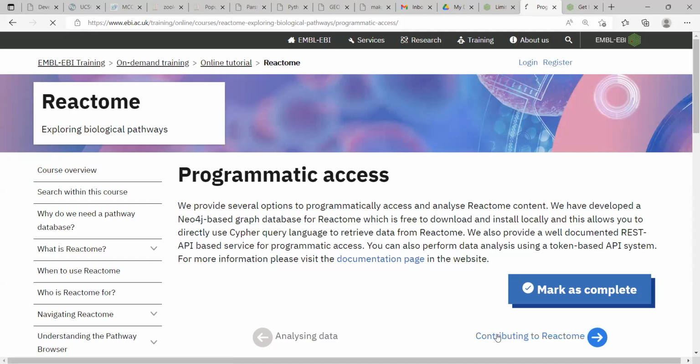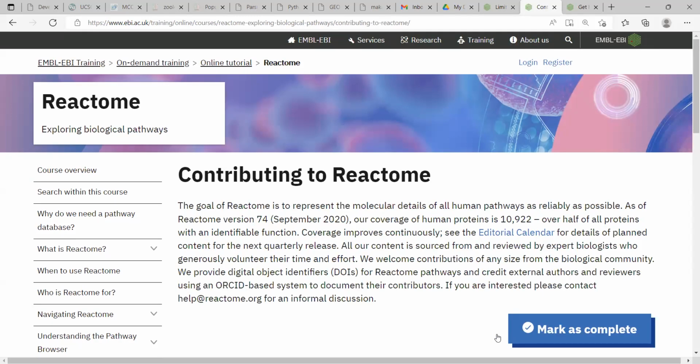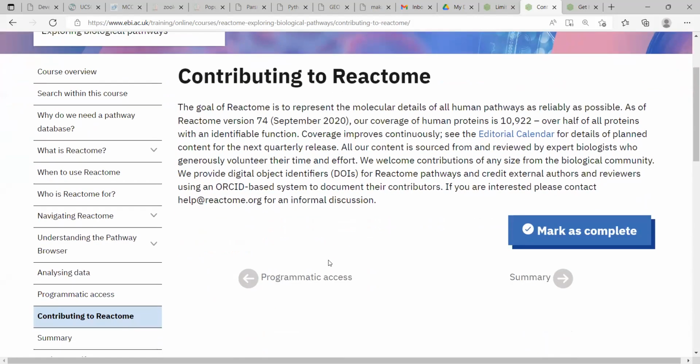Okay. If you are interested in contributing to Reactome, you can contact them. There are different systems for doing that. You can directly write to help@reactome.org, and they will review your suggestions and accordingly update the database. Okay, so this is the thing. If you have any question, you can ask.